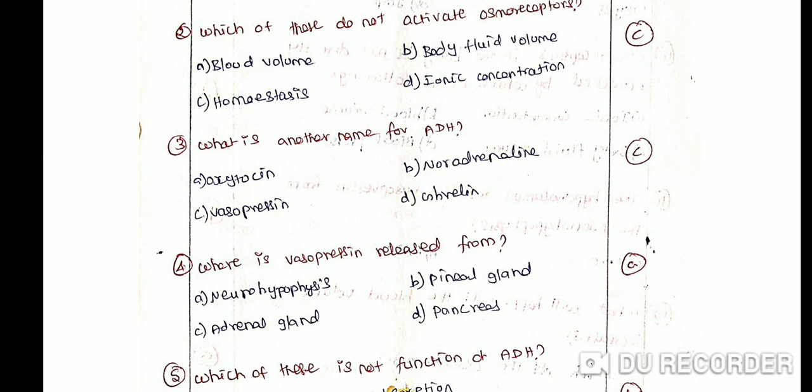Another name for ADH or the antidiuretic hormone is vasopressin. It is released from the pituitary. The functions of ADH or vasopressin include prevention of diuresis and increasing blood pressure.